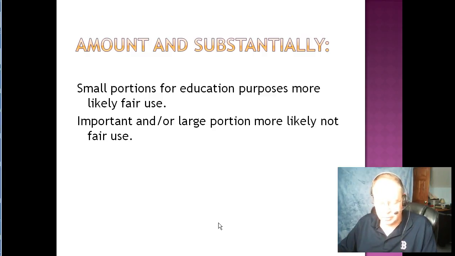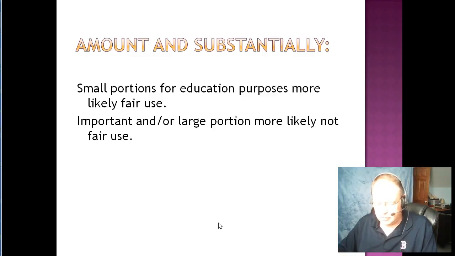For example, there was the challenge to 300 words of Ford's memoirs. It was the 300 words that The Nation magazine published about the pardoning of Richard Nixon, which was considered the heart of the work, and the courts determined that it violated copyright.